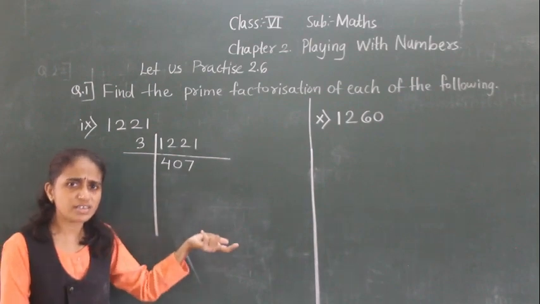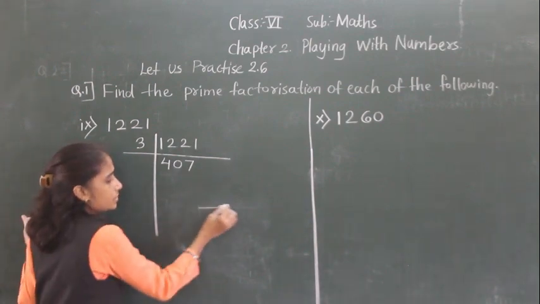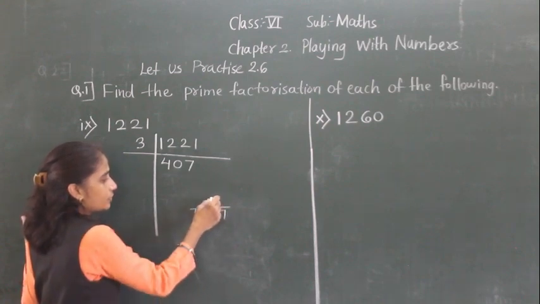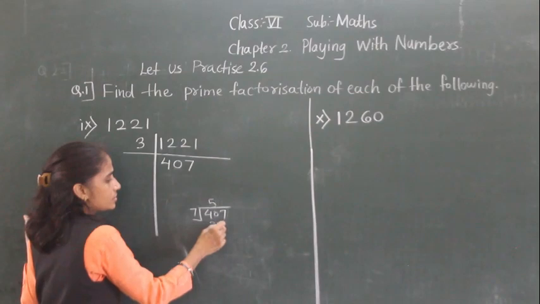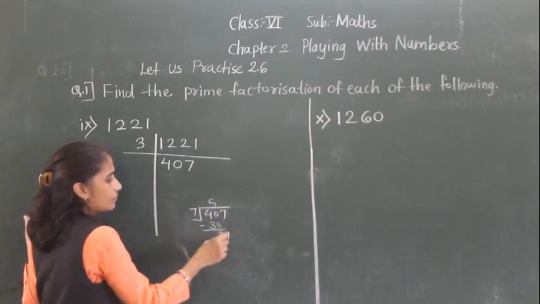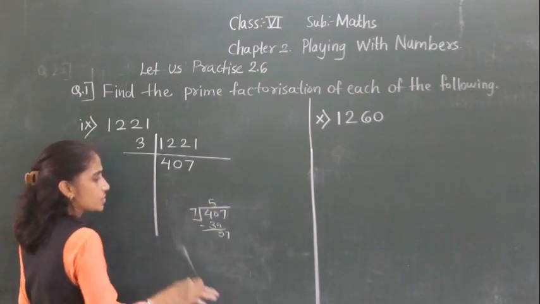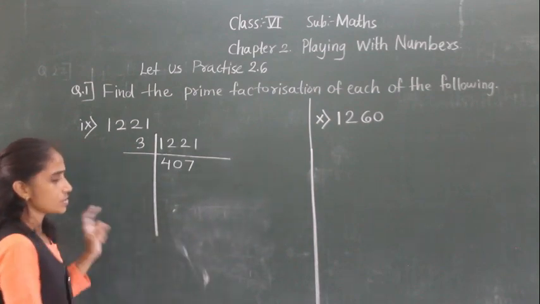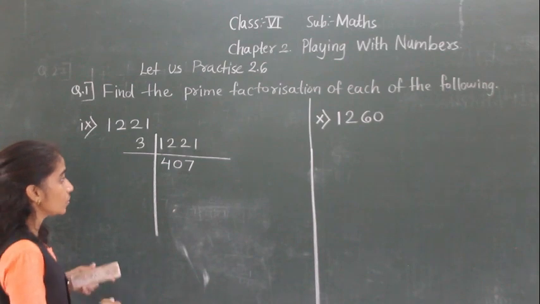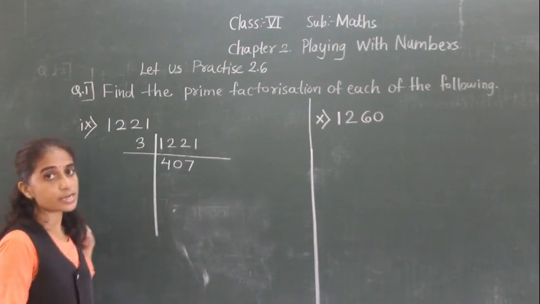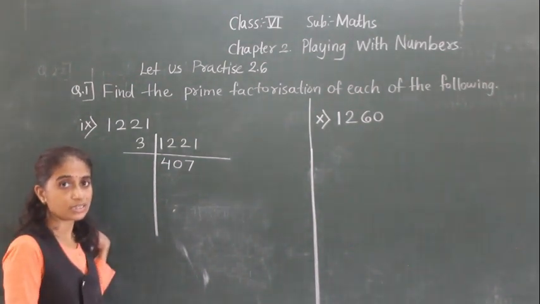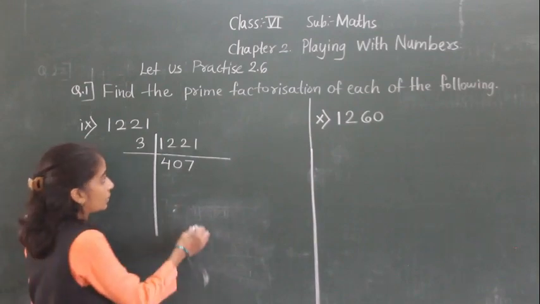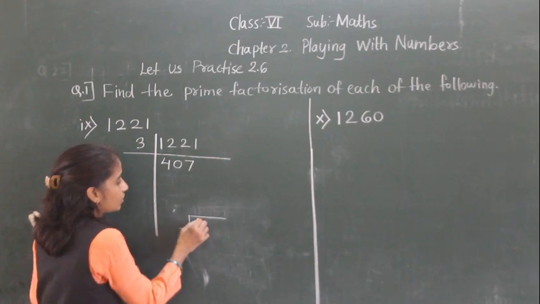Then check by 7. See here, 407. 7 5s are 35, so the remainder is 5. It is not divisible by 7 also. Then let's check, what is the next prime number after 7? 11. Let's check by 11.